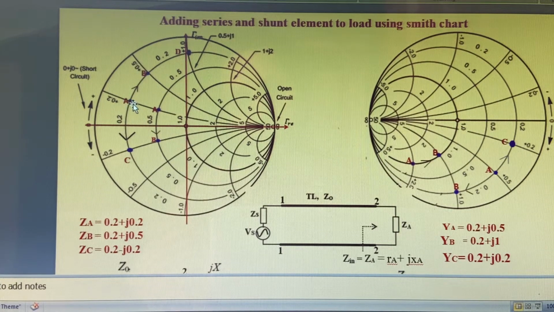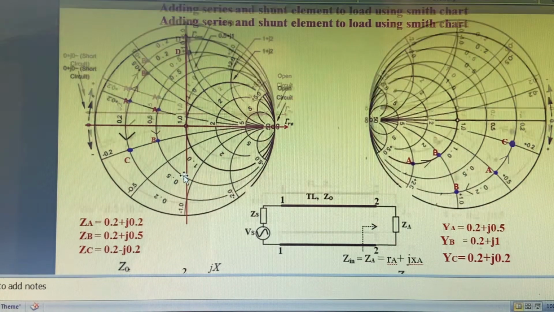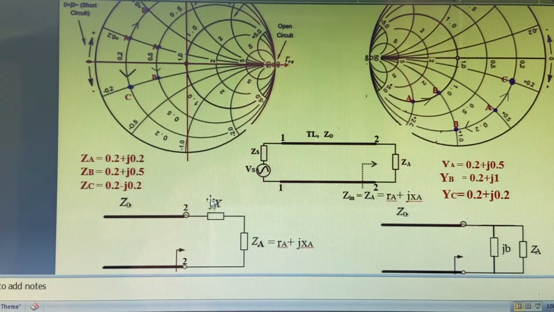For example, here the reactance at position A is 0.2, and the reactance at position B is 0.5. We are moving from A to B, so B is the final position. You take the value of A, 0.2, and subtract it from the reactance of point B, that is 0.5. 0.5 minus 0.2 is 0.3. So the added reactance as you move from A to B is 0.3. So we can come to know what the reactance added here is.